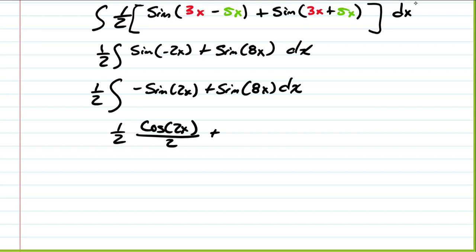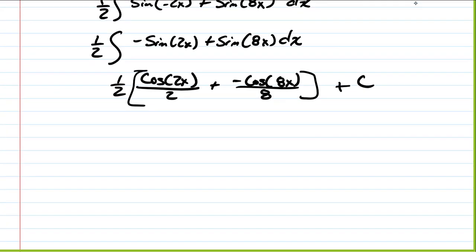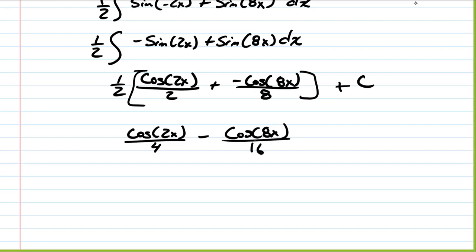Plus, we now have our 1/2. We're going to do this one. The antiderivative of sine is still negative cosine. So cosine 8x, but we have to divide by 8, plus an arbitrary constant. So cleaning up our algebra, we end up with the cosine of 2x over 4, distributing the 1/2 in, the cosine of 8x all over 16, plus an arbitrary constant.